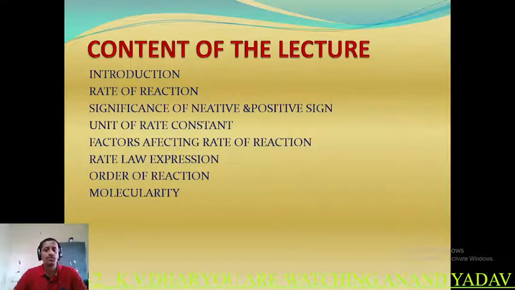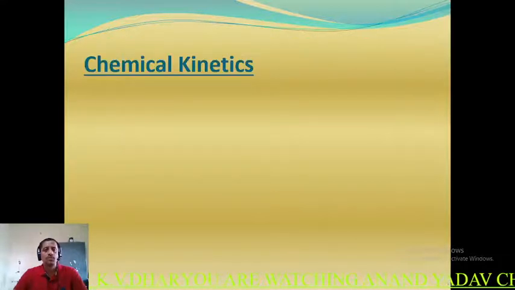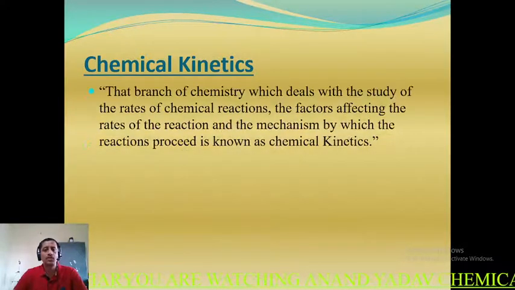First, we have the introduction of this chapter. The chapter name is chemical kinetics. So first we will see what is chemical kinetics. Actually, it is the branch of chemistry which deals with the study of the rate of chemical reaction. It also deals with the factors affecting the rate of reaction and the mechanism by which the reaction proceeds, and is known as chemical kinetics.